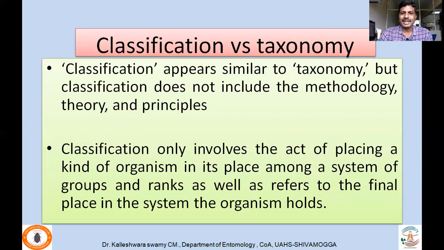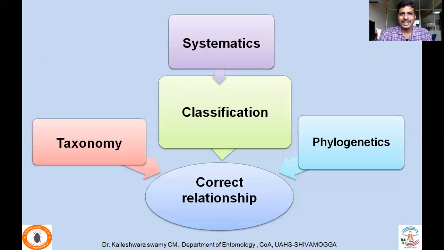So similarly, classification and taxonomy are also used interchangeably many times. So it appears similar to taxonomy, but classification does not include the methodology, theory, and principles. So classification only involves the act of placing a kind of organism in its place among a system of groups and ranks, as well as referring to the final place in the system the organism holds. So we know that there are different categories like kingdom, class, subclass, order, family, like that. So where it has to be placed based on our understanding is actually the classification. So maybe this clears all your doubts with respect to different terminologies.